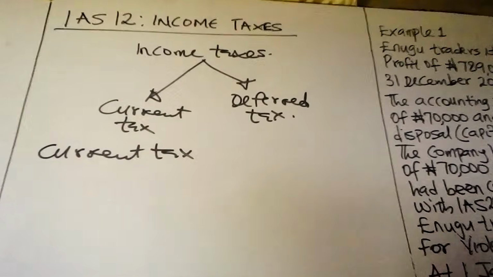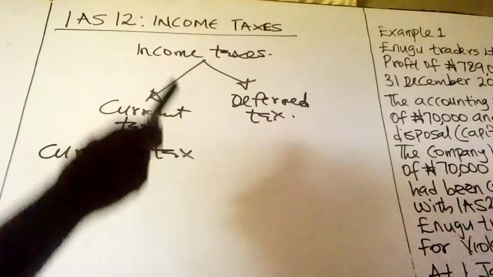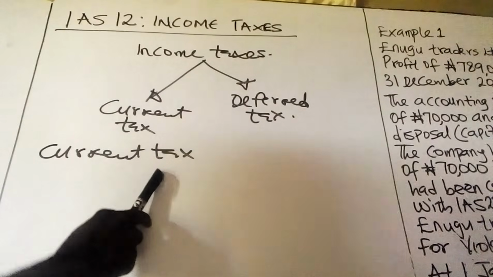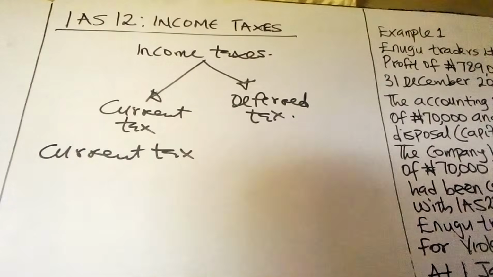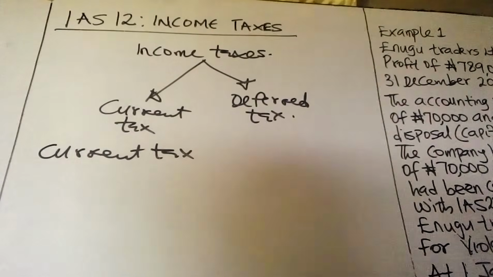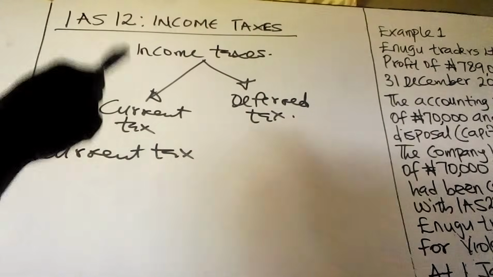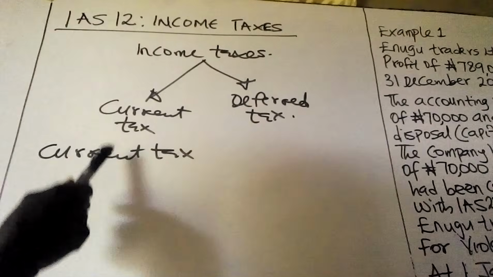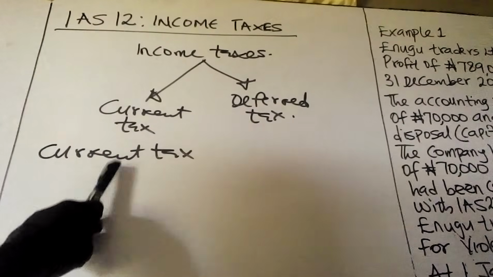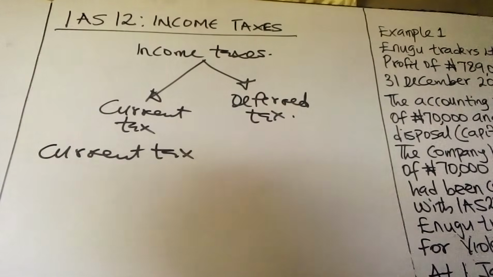Current tax is the amount of income taxes payable or recoverable in respect of taxable profit or tax loss for a period. I repeat, current tax is the amount of income taxes payable in respect of the taxable profits for a period. That is current tax.